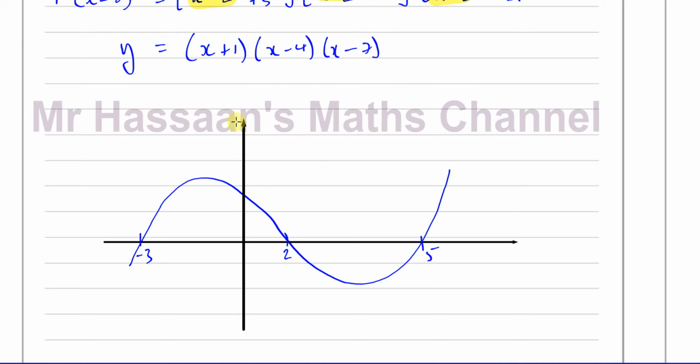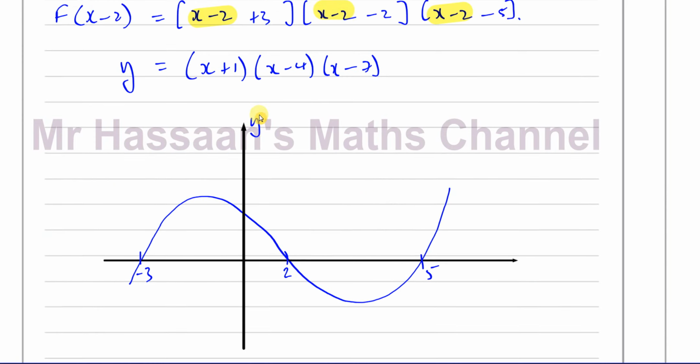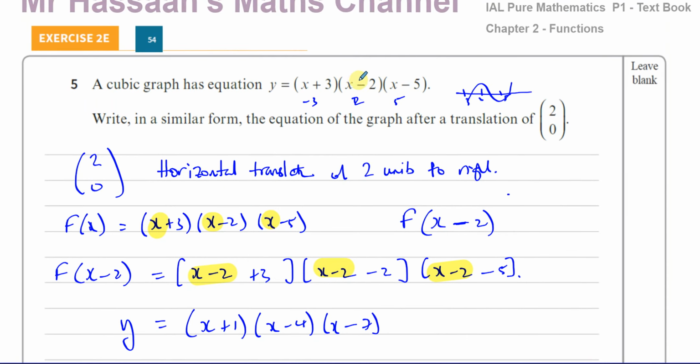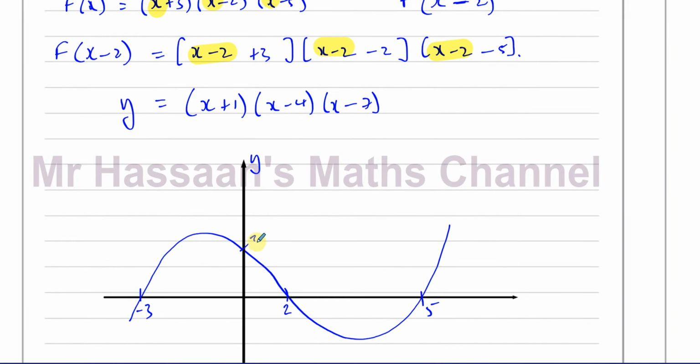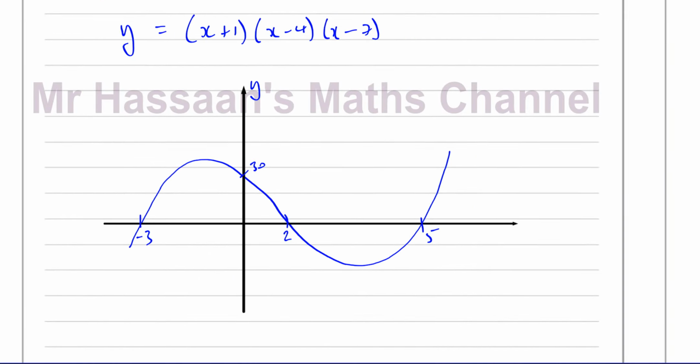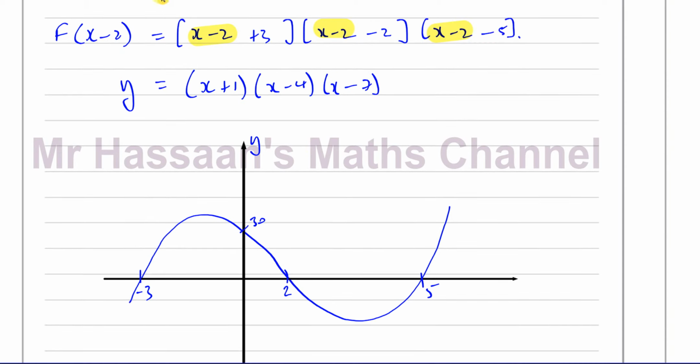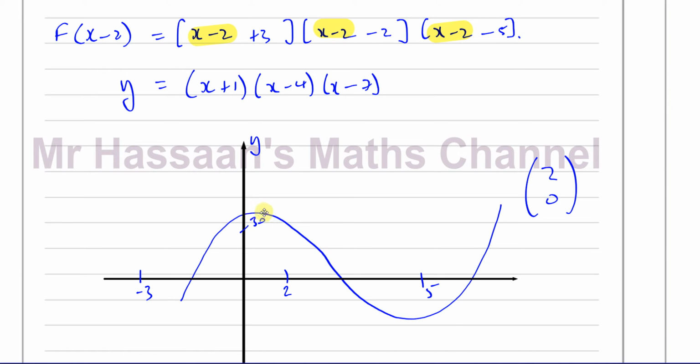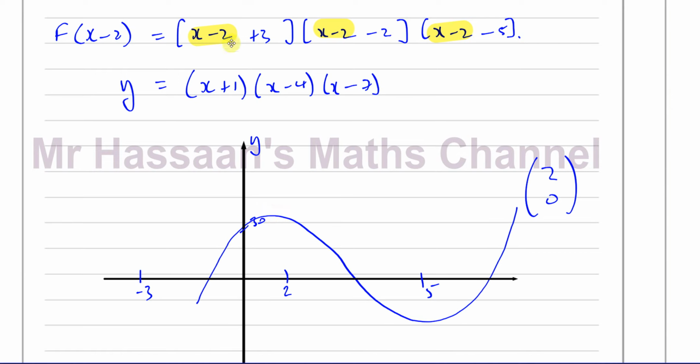And then you can draw your y-axis up here. Okay, the y-intercept would have been what? It would have been 3 times negative 2, which is negative 6, times negative 5, it would be plus 30. Now, if you were to translate this 2 units to the right, by the vector (2, 0), that means everything shifts 2 units to the right. So the whole graph will shift in this direction by 2 units. So you'd end up with something like this. That would be -1, that would be 4, and that would be 7.